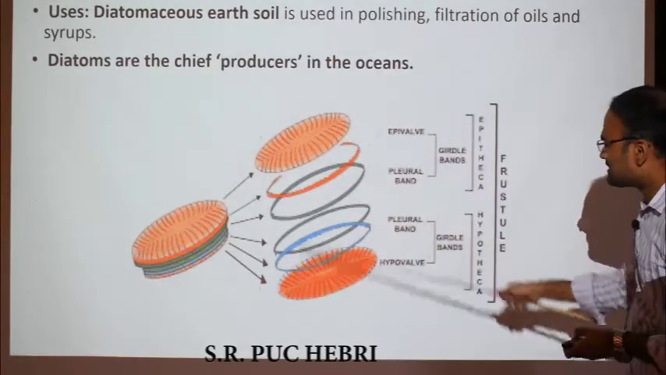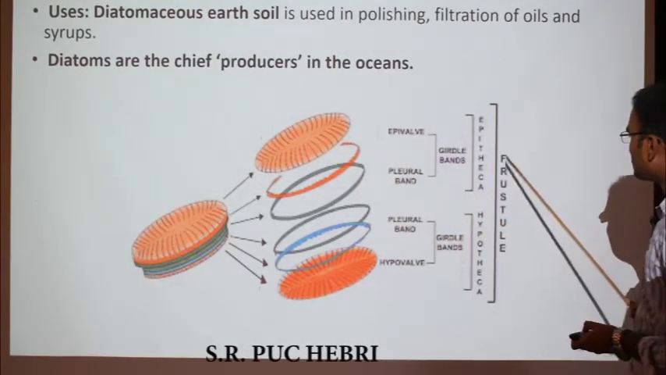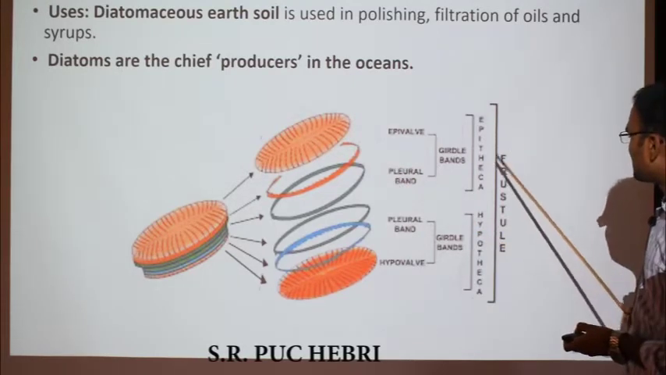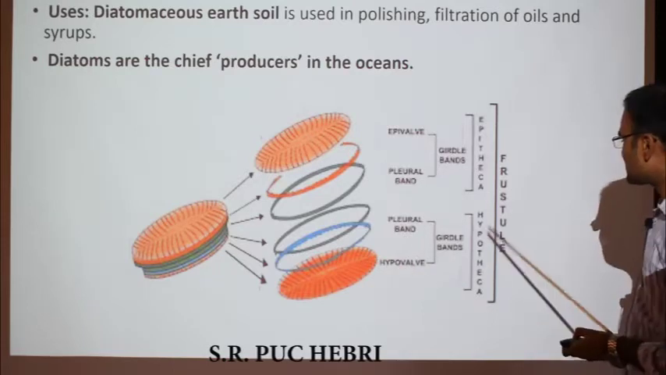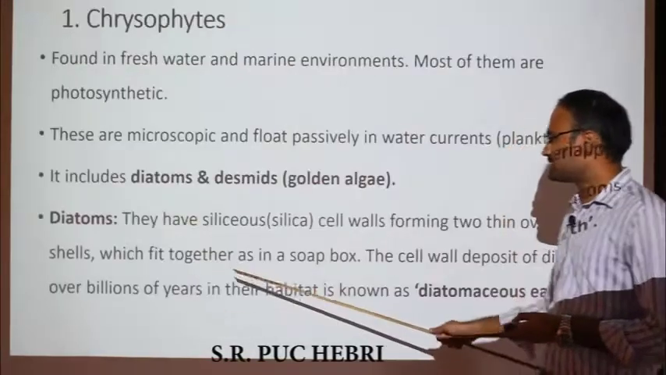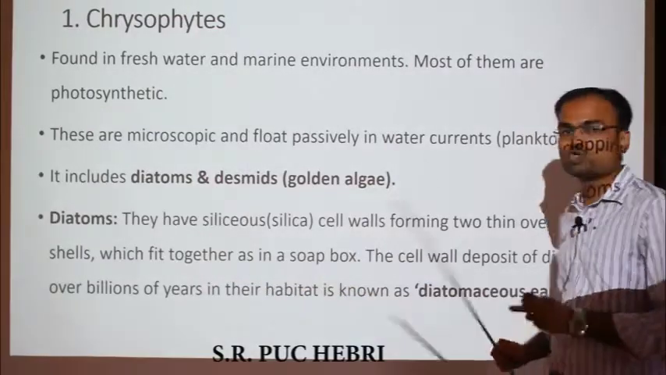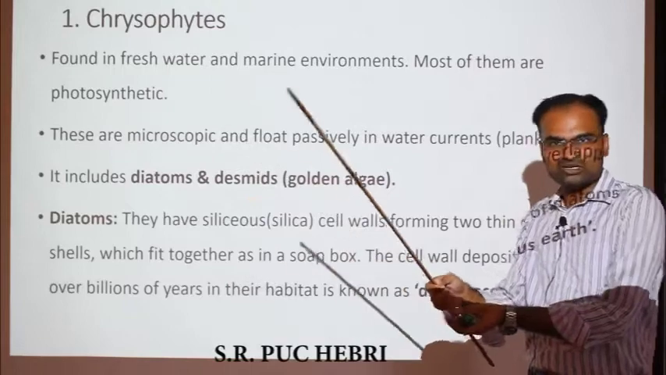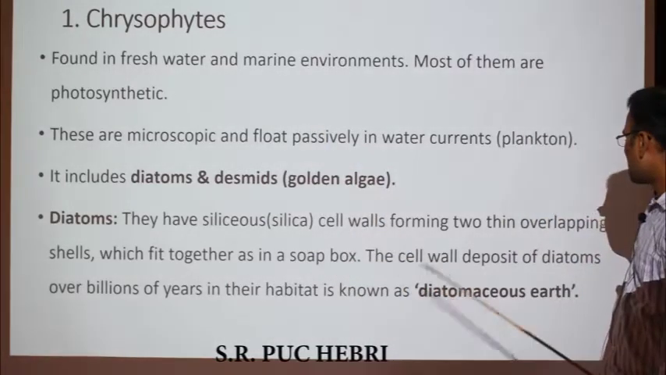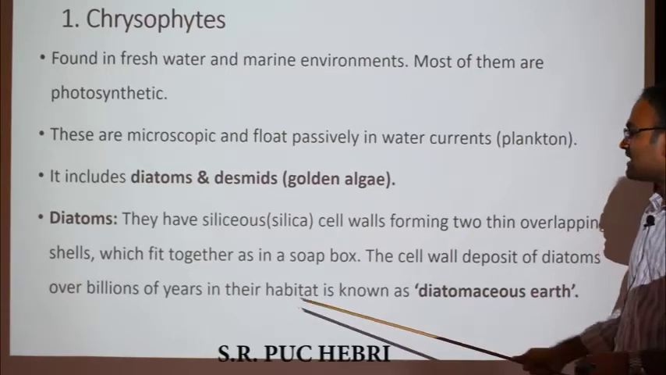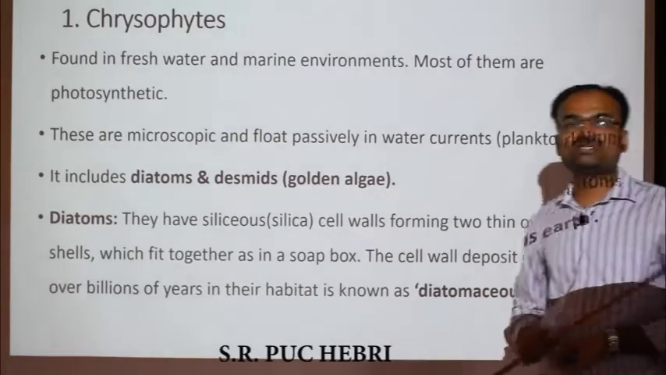So the entire cell wall in the case of the diatom is called frustule, and the upper one is called epitheca, and the lower one is called hypotheca. So this is the peculiarity of the diatoms, isn't it? They fit together as in a soap box. The upper one epitheca, the lower one hypotheca. Okay. The cell wall deposit of diatoms over billions of years in their habitat is known as diatomaceous earth.